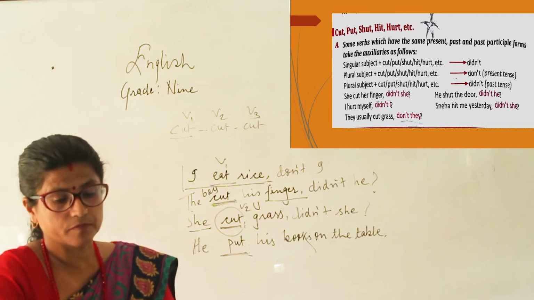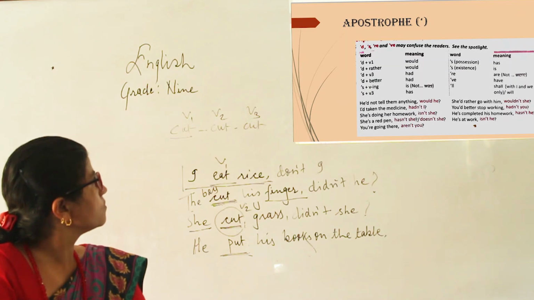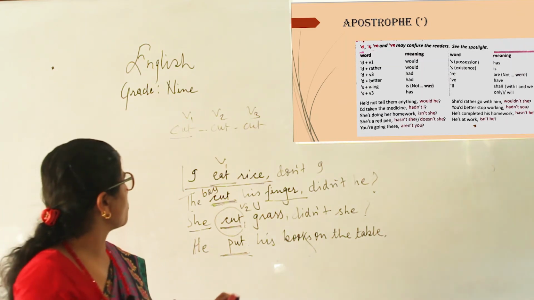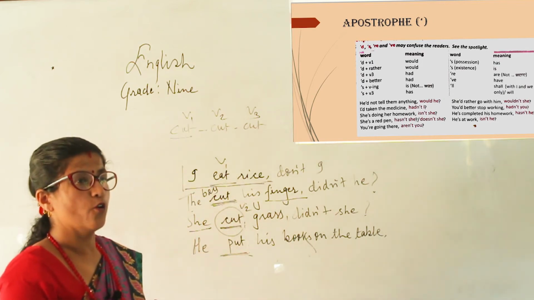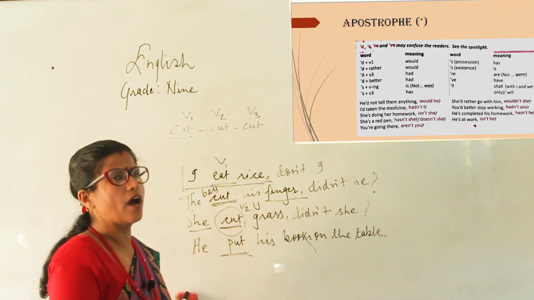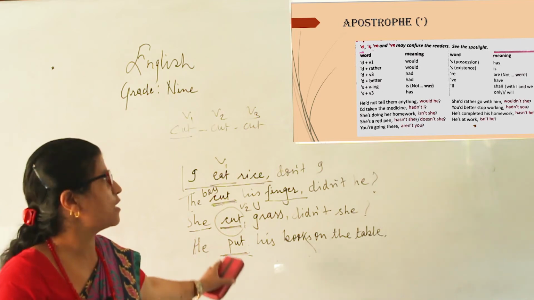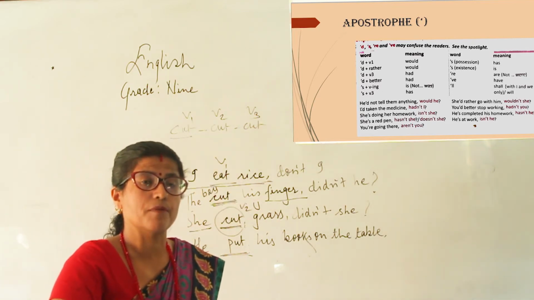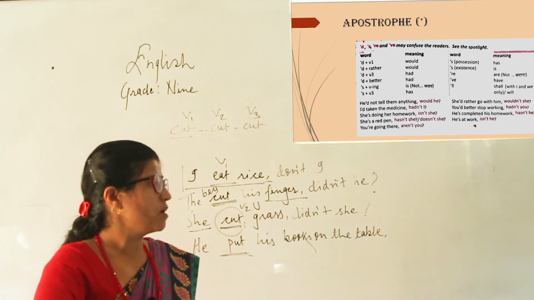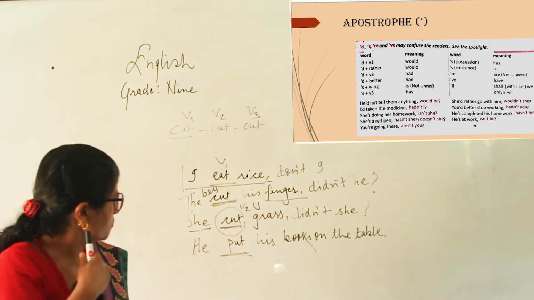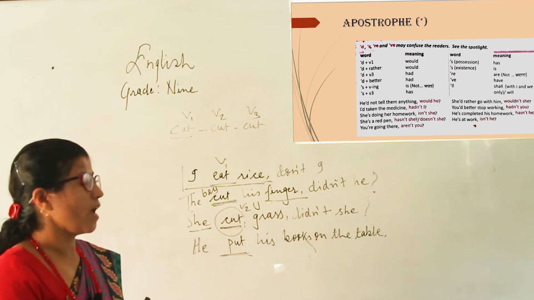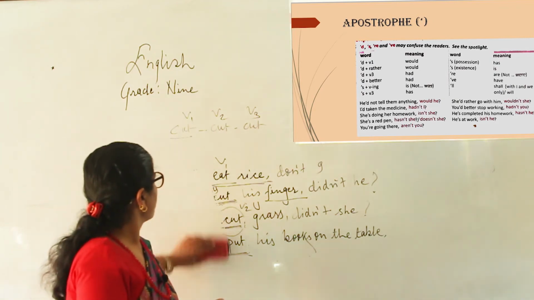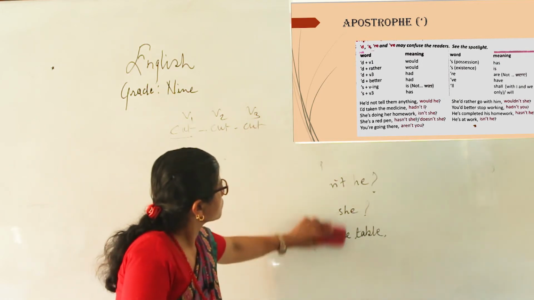Let's see the new one, that is the apostrophe. I hope you have understood. Generally, students are mostly confused while using this form of verbs as they are the same in present, past and past participle form. So we have to know the tense very properly, and accordingly we have to use the question tag.